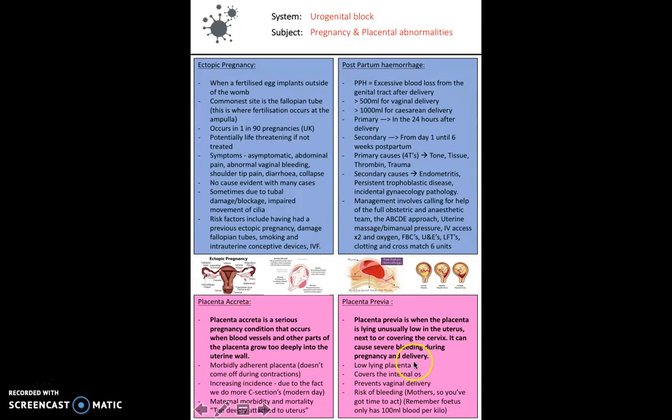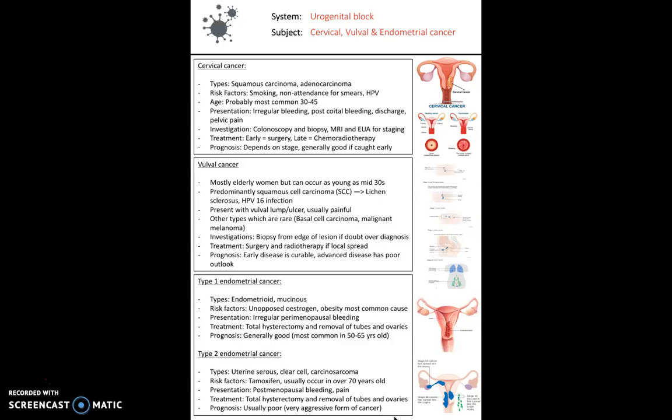Placenta previa is also quite important. So this is an obstetric complication in which the placenta is inserted partially or wholly into the lower uterine segment. So essentially it's inserting on top of the cervix or covering the cervix, and this can cause severe bleeding during the pregnancy and the delivery. What's really important about this is it does prevent vaginal delivery, so therefore you'd have to go to a C-section in this case.